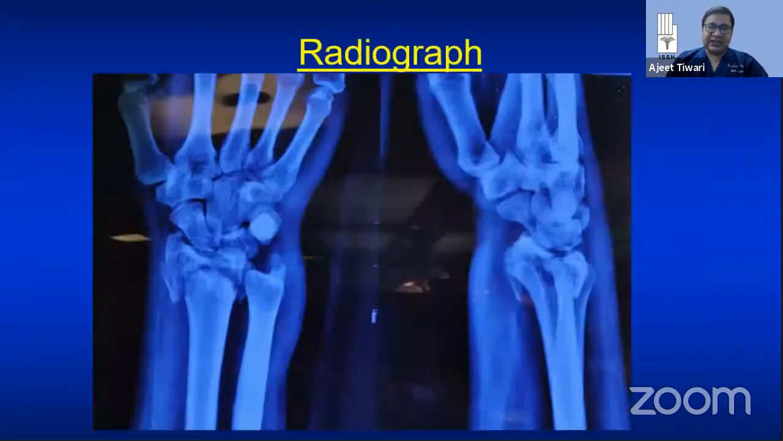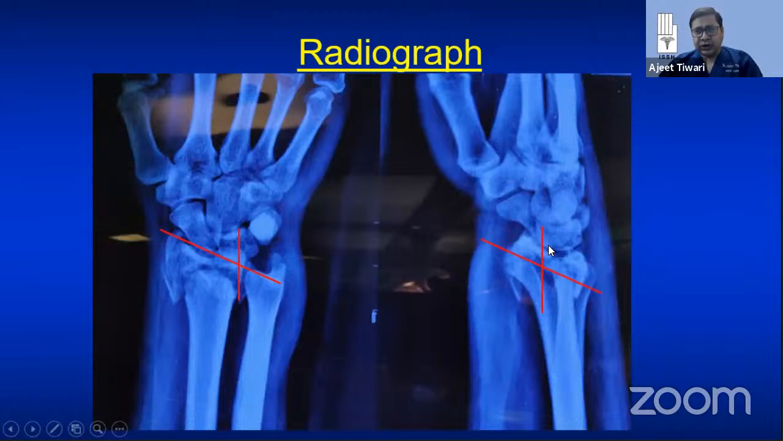So if you see this X-ray, all the radiological parameters are obliterated. Radial inclination is obliterated. The teardrop angle is more, and the other parameters too. There's a collapse. The normal volar tilt has been altered. There's a dorsal tilt. So all the parameters in this radiograph are altered. So this patient has an intra-articular comminuted fracture.